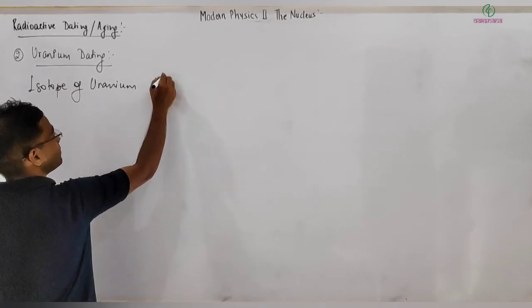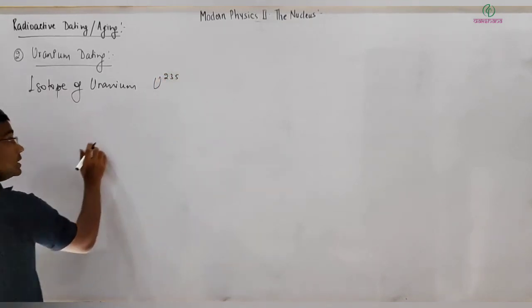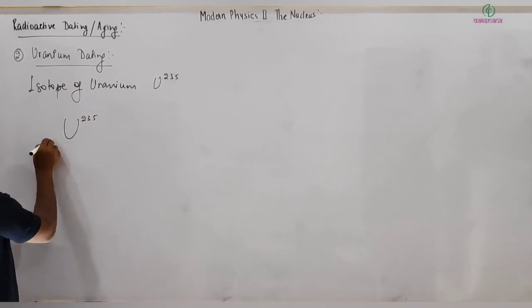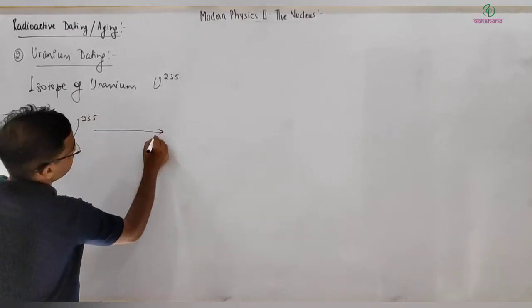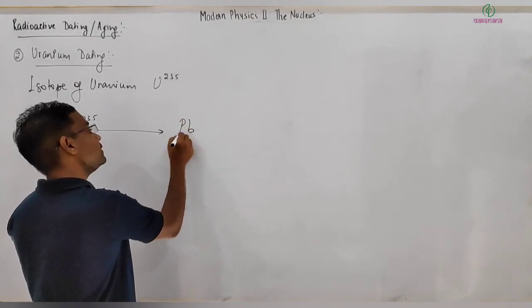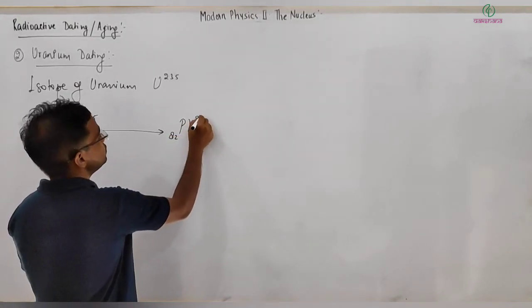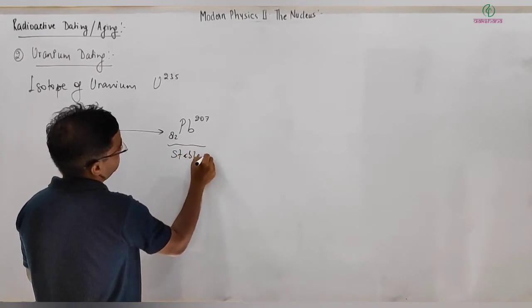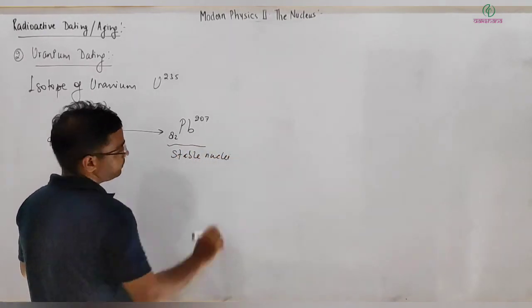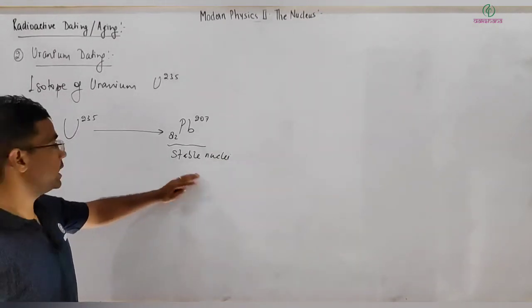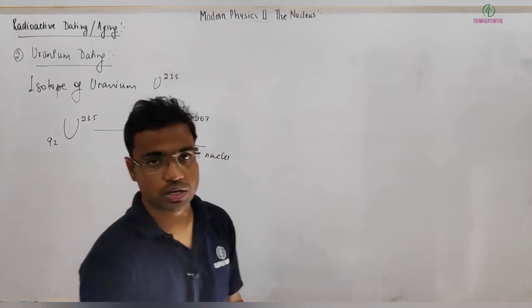So what happens is that uranium 235, with atomic number 92, decays and finally converts into lead 207, with atomic number 82, and this is the stable nucleus, right? So this is the process happening inside the rock.